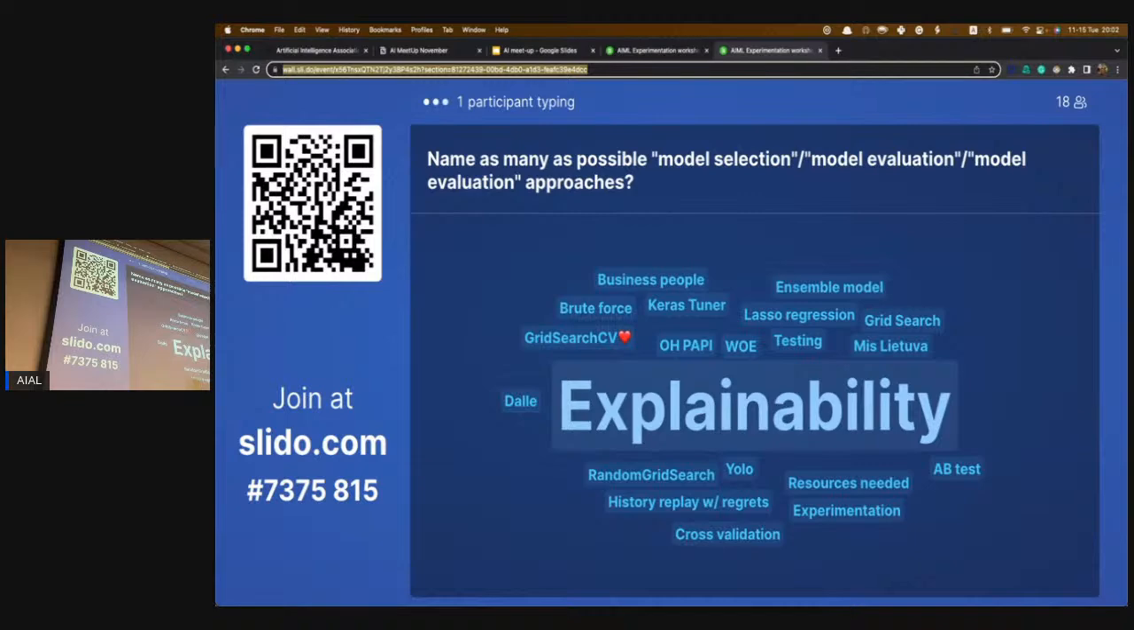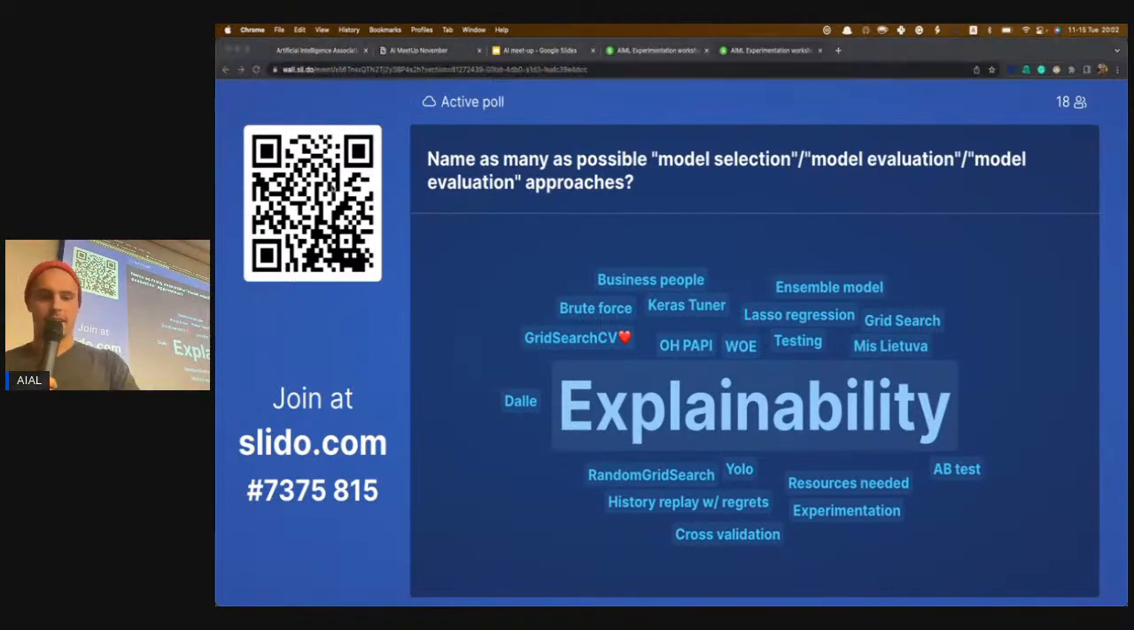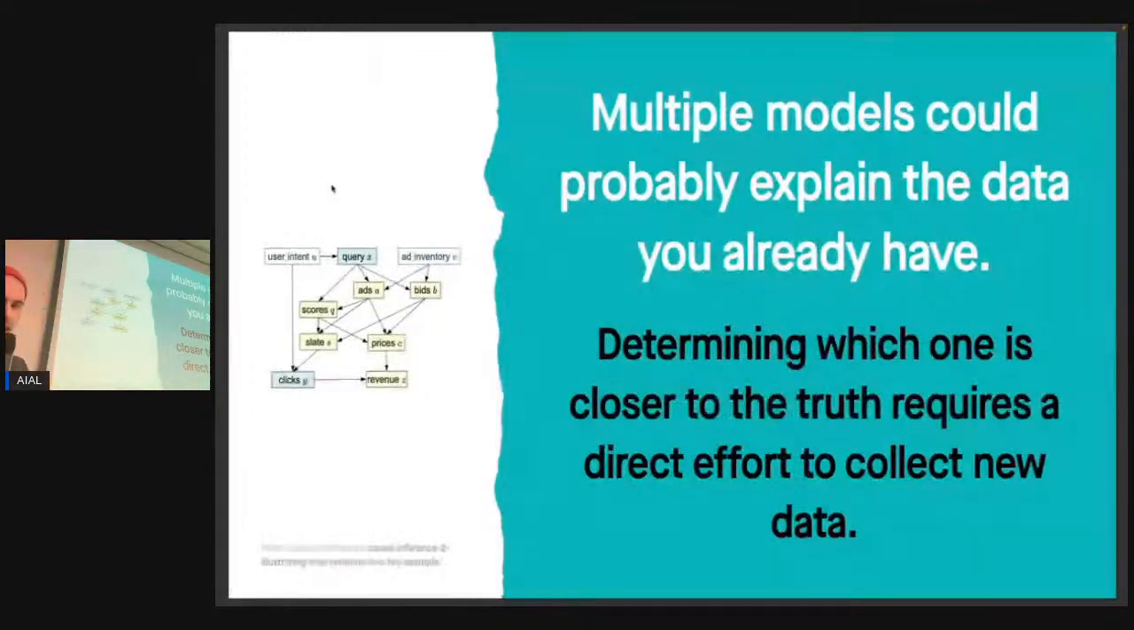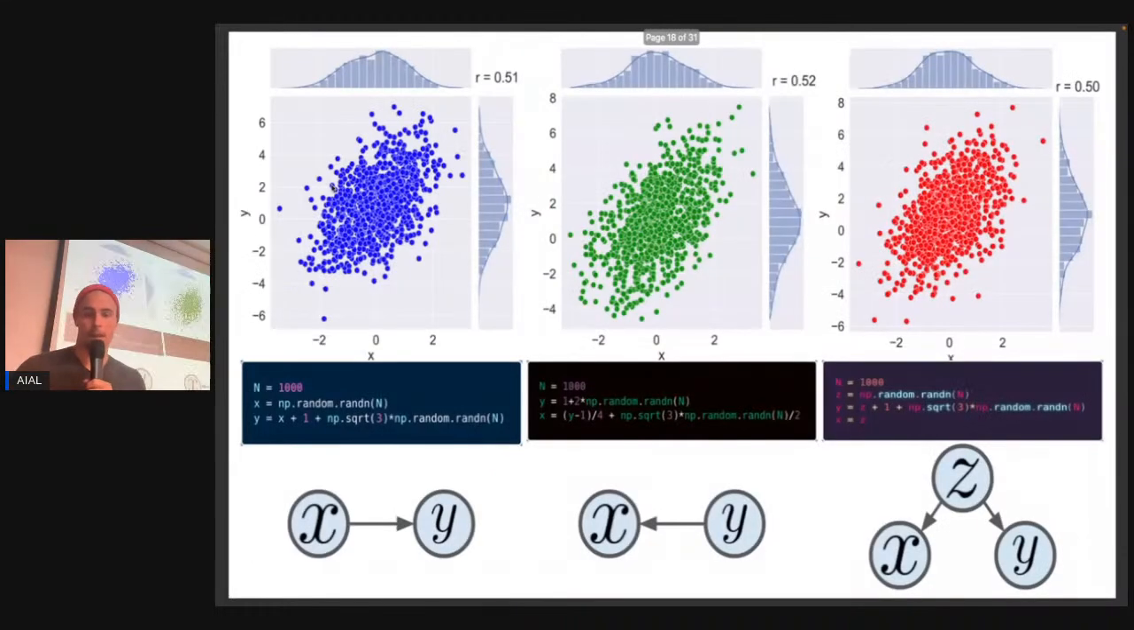Oh, A/B test, yes. So naturally, the answer that we're going towards, because we're talking about experimentation, is an A/B test. And then just to repeat, multiple models can explain the data that we already have. We could fit different models, and they will all be good on the offline metric that we're interested in, but they might perform completely differently on the online metric that we care for. And that requires us to run an A/B test and collect new data.